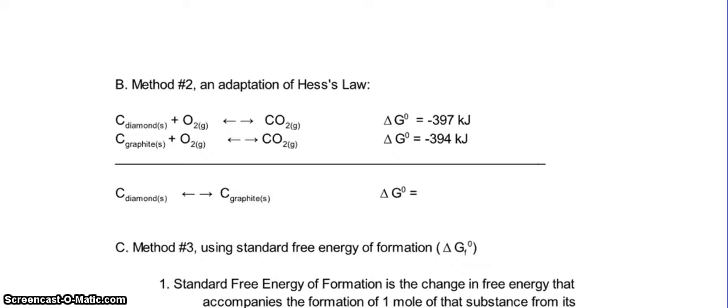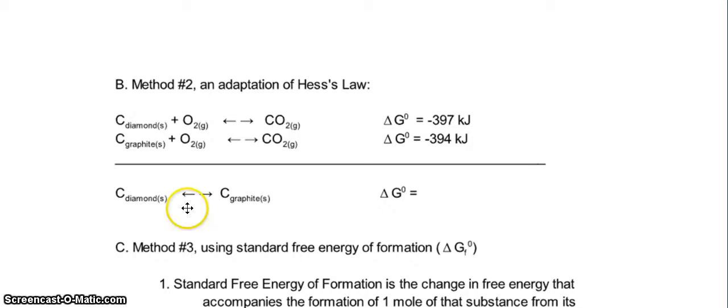Method number 2 is very similar to Hess's law. If you remember Hess's law, it's like a puzzle: if you need to manipulate the equation and flip the products and reactants around, you flip the sign. If you multiply anything, you multiply the value. All that was from delta H way back when, and you do the exact same thing here with delta G. So let's take a look at this.